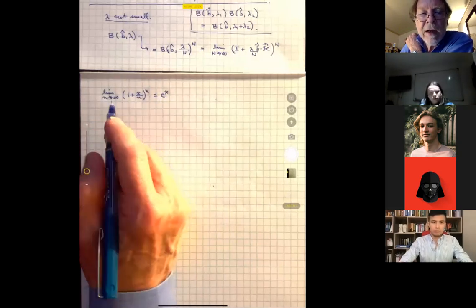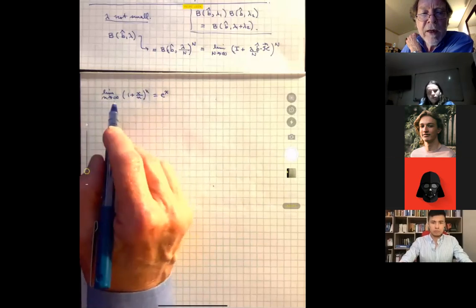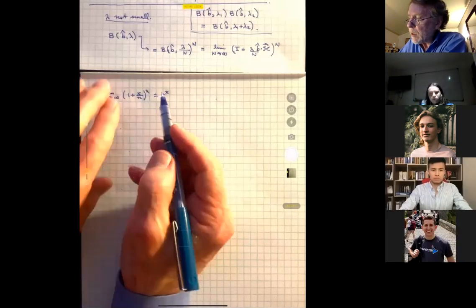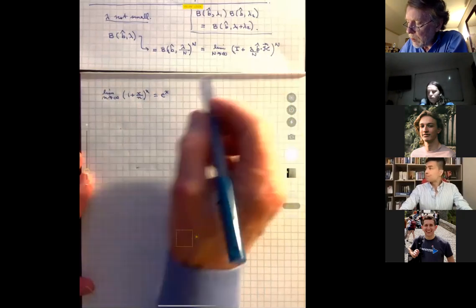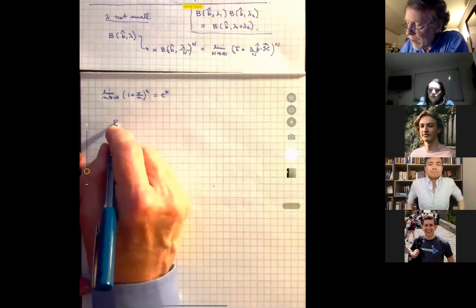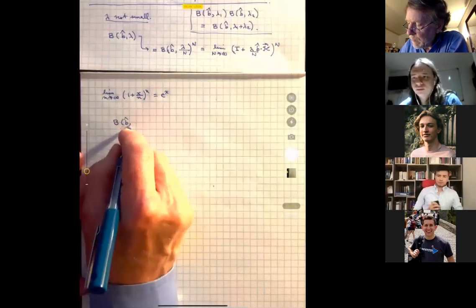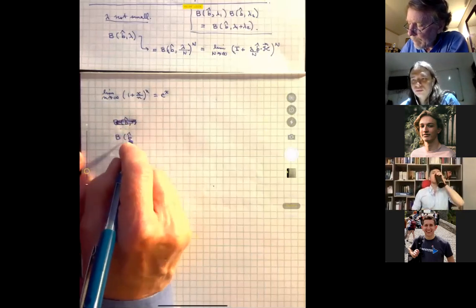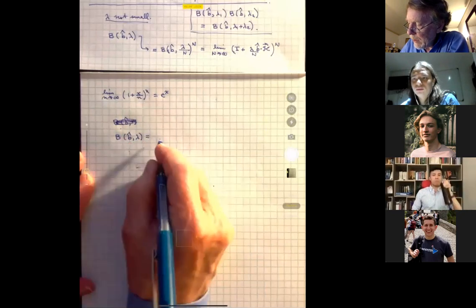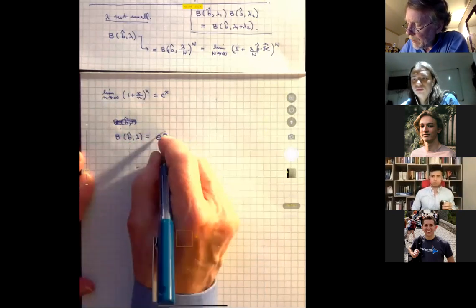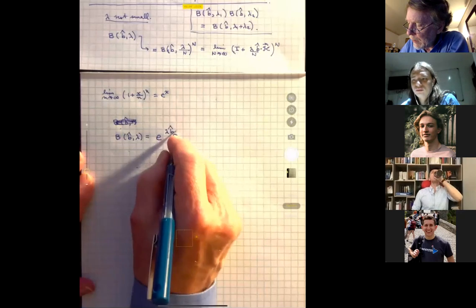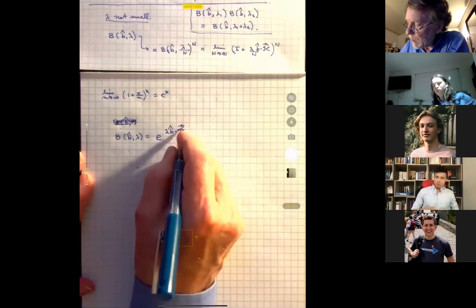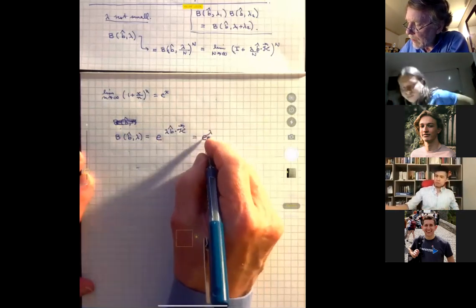And it turns out that if x is replaced by a matrix, the same equation is true. And so this limit up here can be written as an exponential, and we obtain the following result: B(b-hat, lambda) is equal to e to the power of lambda times b-hat dotted into K, like this, which can also be written as e to the lambda vector dotted into K.